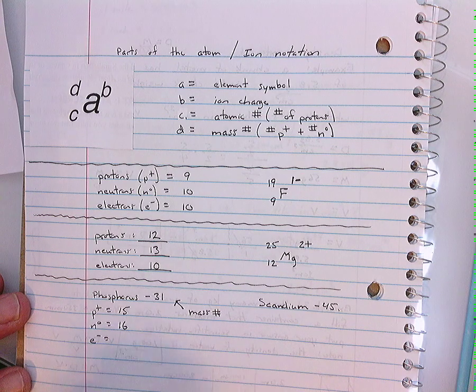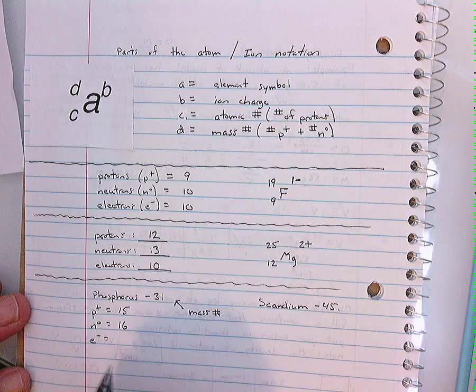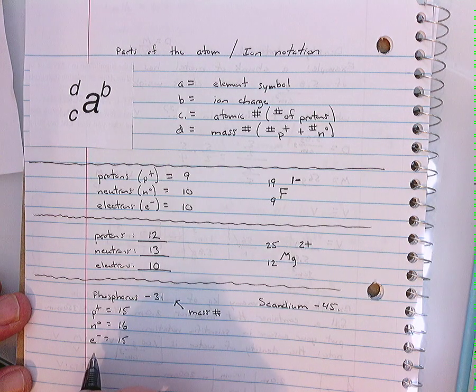In this type of notation, we assume there's no overall charge, there's no net charge. So they did ask us for number of electrons. We would say that they are equal. So we have 15 protons and 15 electrons.